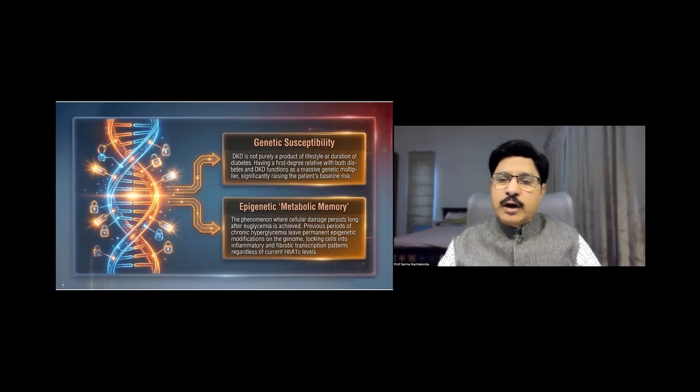Metabolic memory. What does that mean? There must be strict diabetes control immediately after diagnosis, in the first 5 to 10 years. If you have not done that, even later on, even if you control the diabetes well, the metabolic memory will produce a lot of problems for the patient. So what are the things we have now summarized?